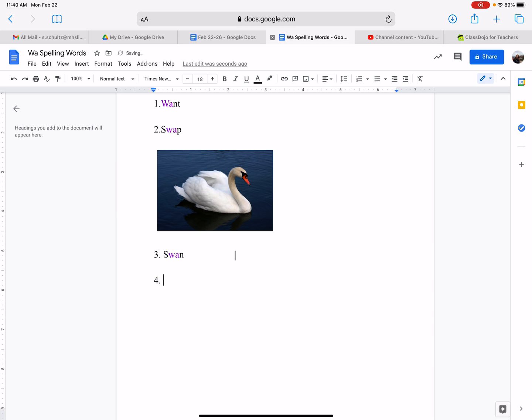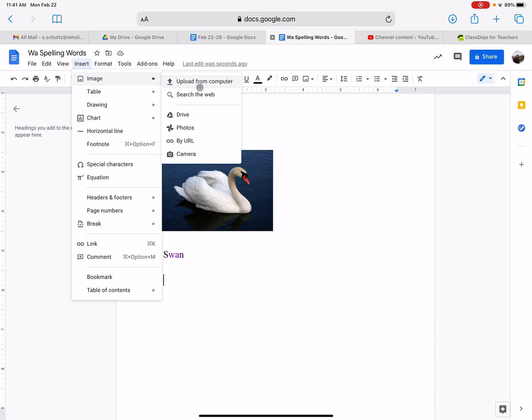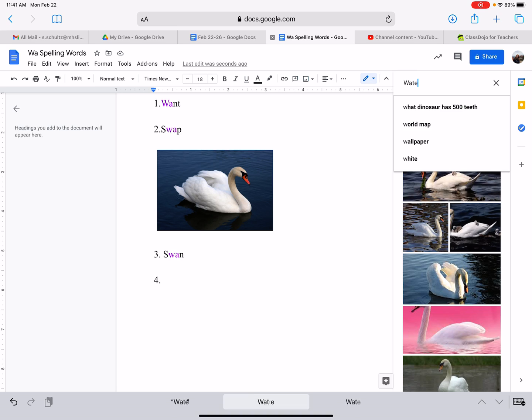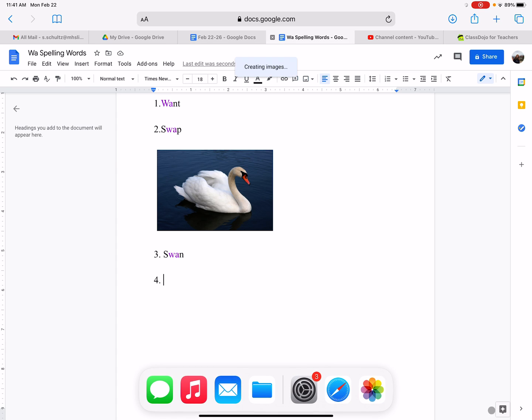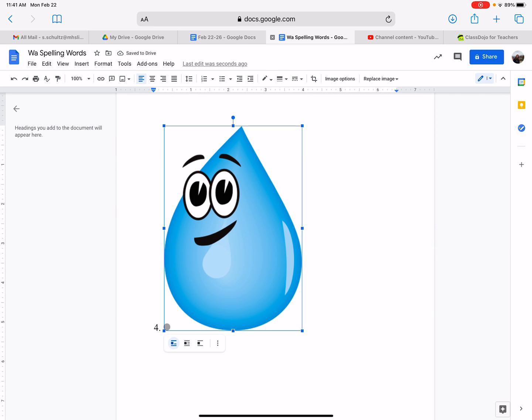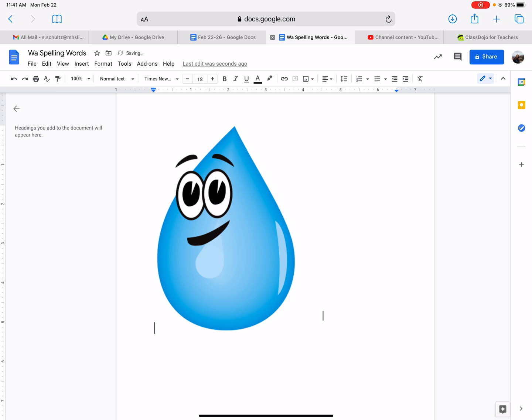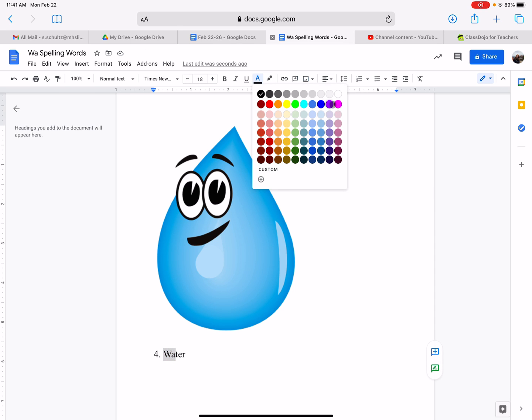Okay, and number 4 is going to be water. Water. I like to drink lots of water in the morning. I'm going to search for an image for water. I'm going to put like a nice water drop. You notice there's some tap water and a water droplet, but I'm going to put the water drop so you guys can see. Water, and I'm going to highlight the WA in water so you guys can see that it's in the beginning of the word, water.